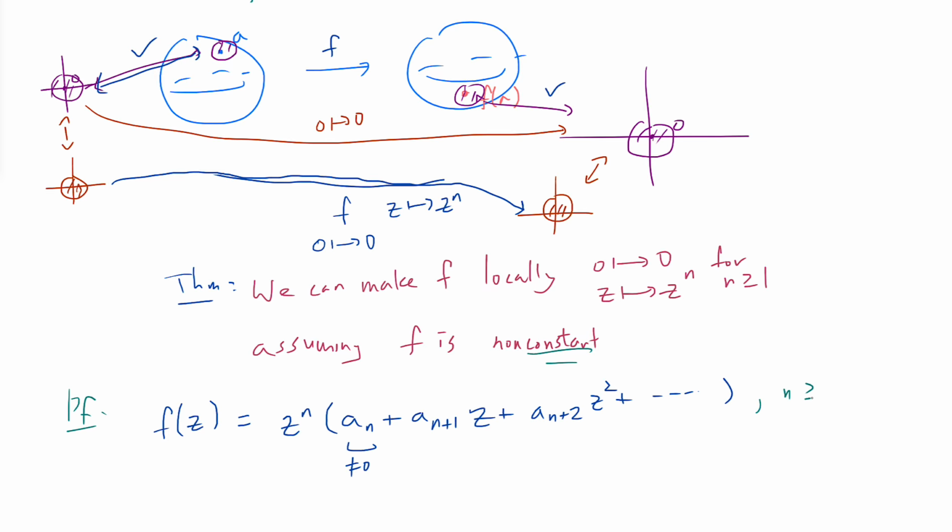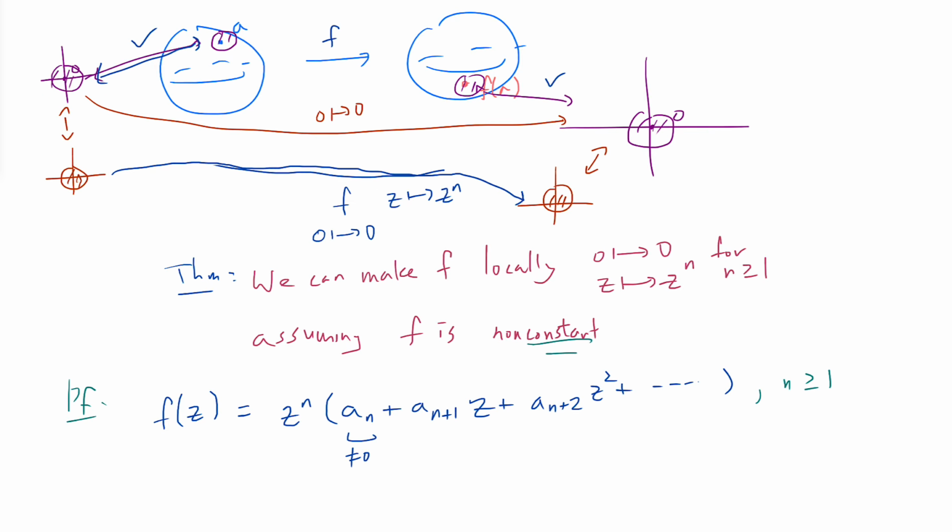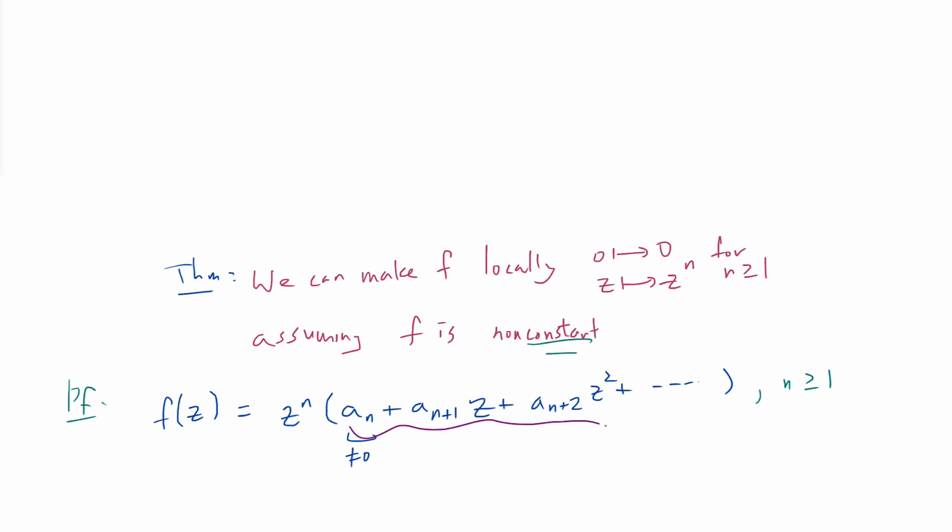And here n is greater than or equal to 1. And now the thing to realize, let me erase the top part, is that if you call this entire part g of z, then we can write g of z as h of z to the nth power for some h, restricted to the local region that we are working with.